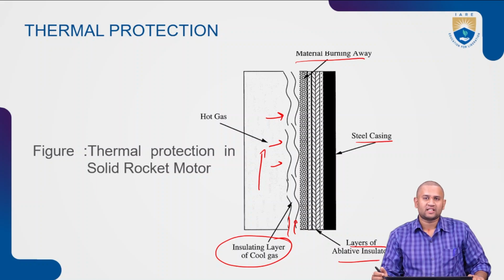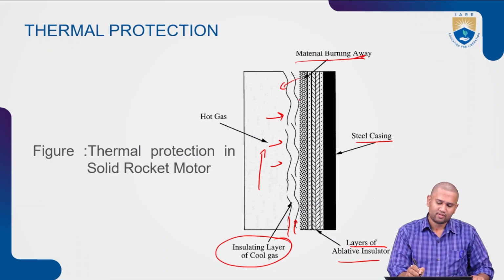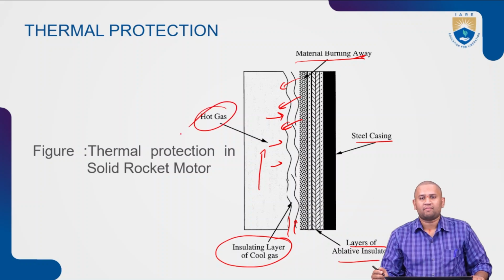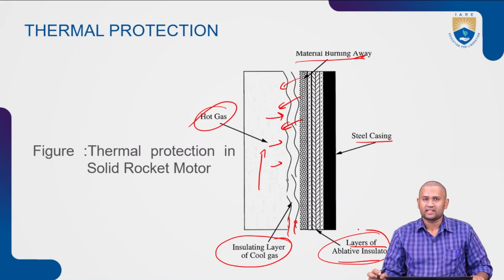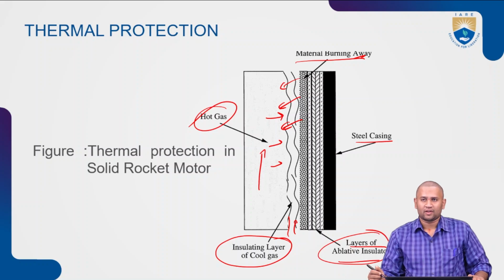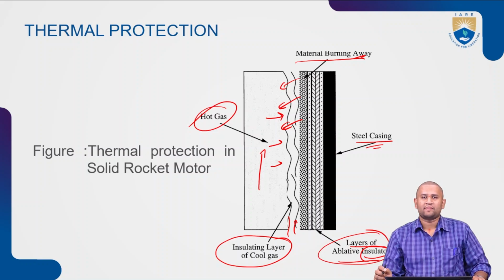In the initial stages, let's say start up or shut down, the material that is being burnt away will provide the necessary pressure that is required for the hot gas to maintain combustion. Whereas the layers of insulator made of composite materials will give you the necessary strength as well as stiffness, including the insulation properties towards the casing, such that the casing is maintained well below the melting point of the material it is made of.